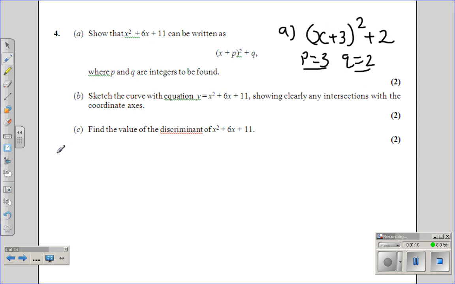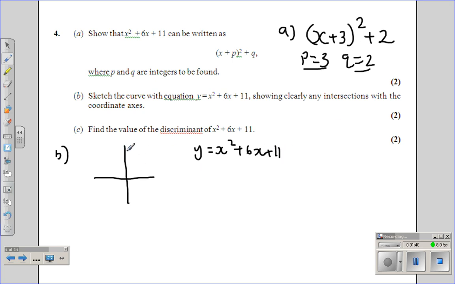Let's have a look. Part B. You have to sketch the curve with the equation y equals x squared plus 6x plus 11, showing clearly any intersections with the coordinate axes. Now, we probably will need this, but we'll just go with the complete the square version. But if you're going to have a graph, and it wants to know anywhere where it crosses the coordinate axes, well, we've got this, or this up here. We'll use that in a minute.